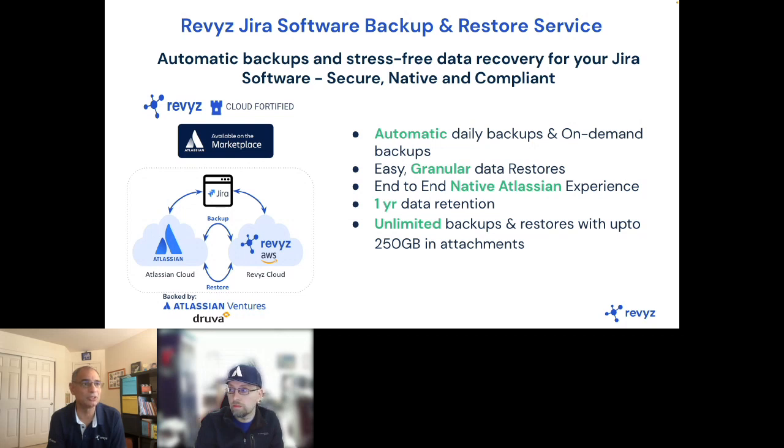I think what we have tried to do is have a user experience to be as native as possible to Atlassian, meaning the UI is very similar to what you use. It's very similar to your Jira UI. It has the search capabilities, and then of course you can perform unlimited number of backups and restores. The system does incremental backups, meaning your first backup may take a long time, but then all subsequent backups are very fast. So you can pretty much run a backup on demand whenever you choose.